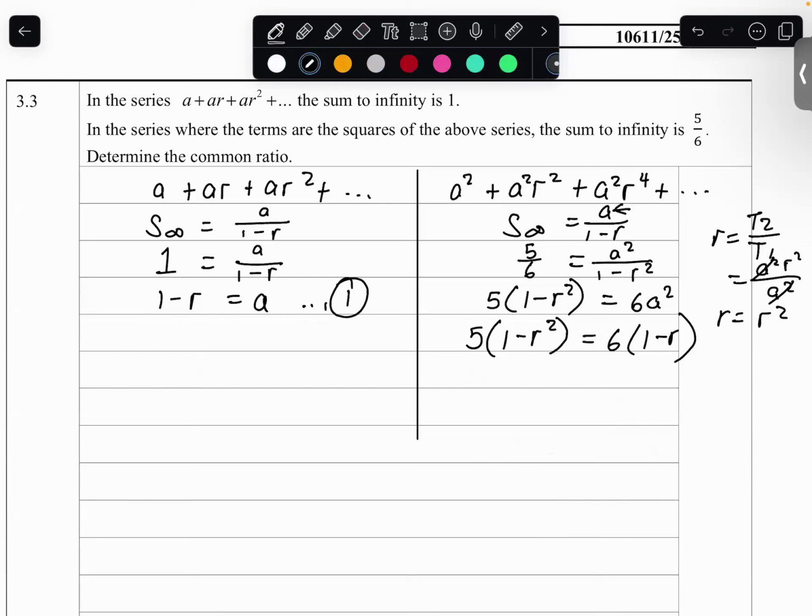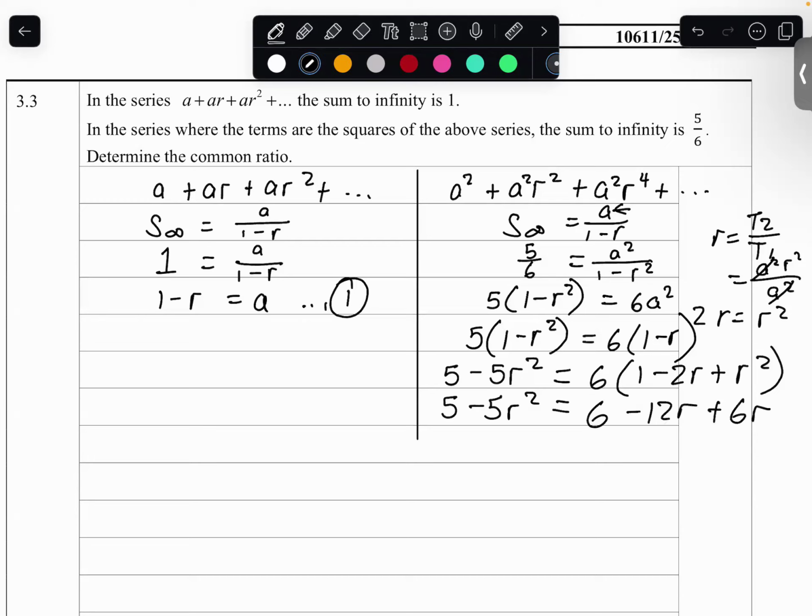Give me 1 second. Right, this part here. This is A to B. I said A is equal to 1 minus R, right? But this A was squared, so we needed to square this part. Sorry, that's my bad. So distribute that in. That's 5 minus 5R squared. So this is 6 into first times first, times last 2, last times last. Gives you that. Then distribute that in. So this is 6 minus 12R plus 6R squared.